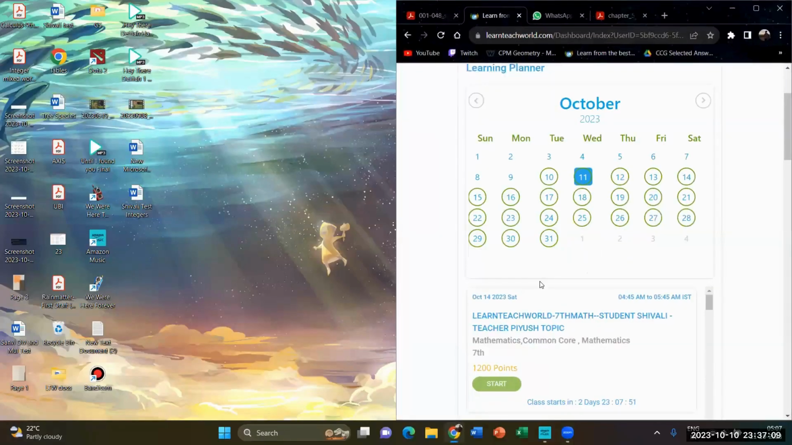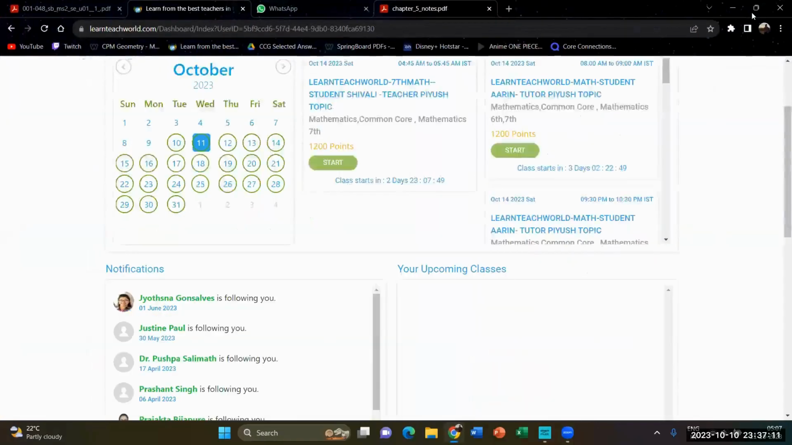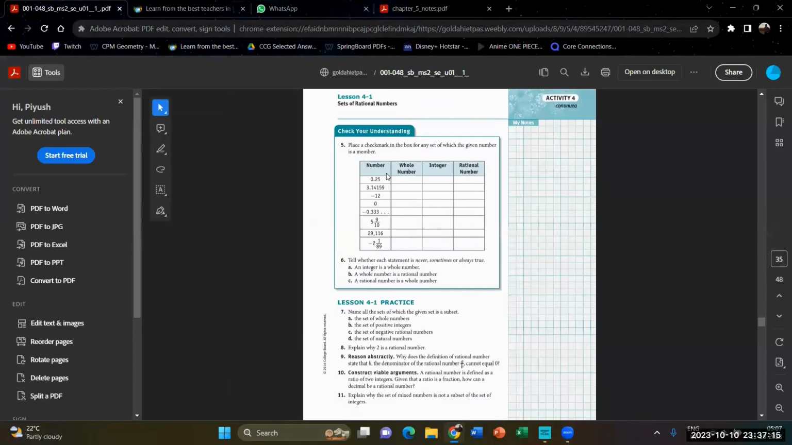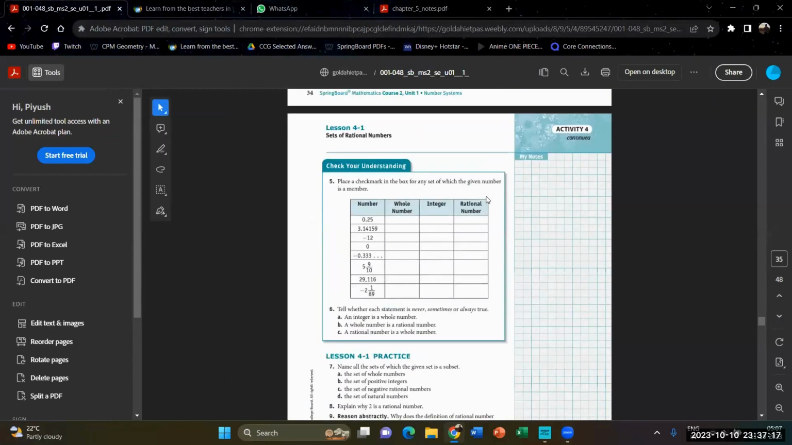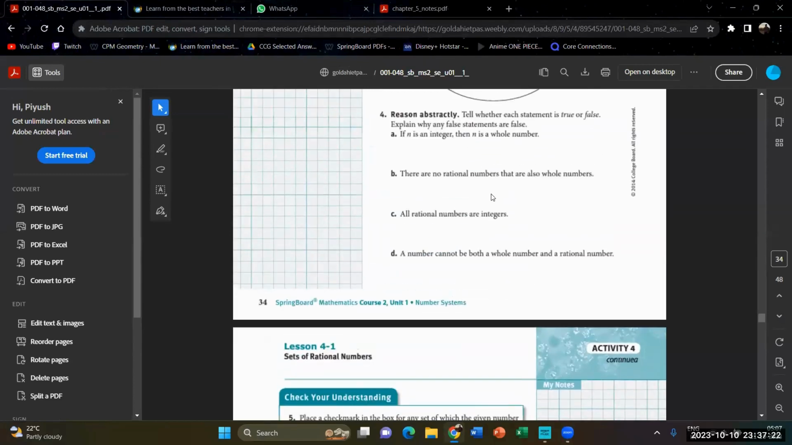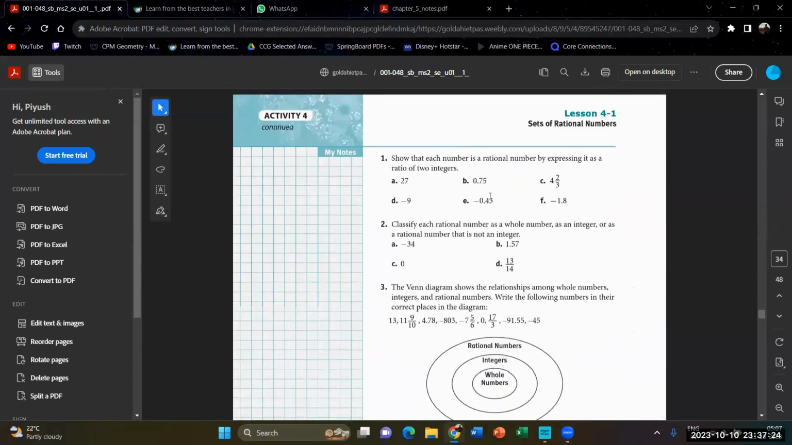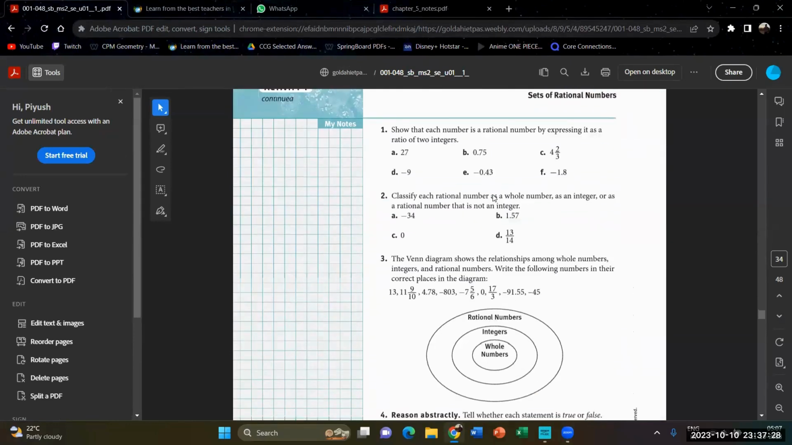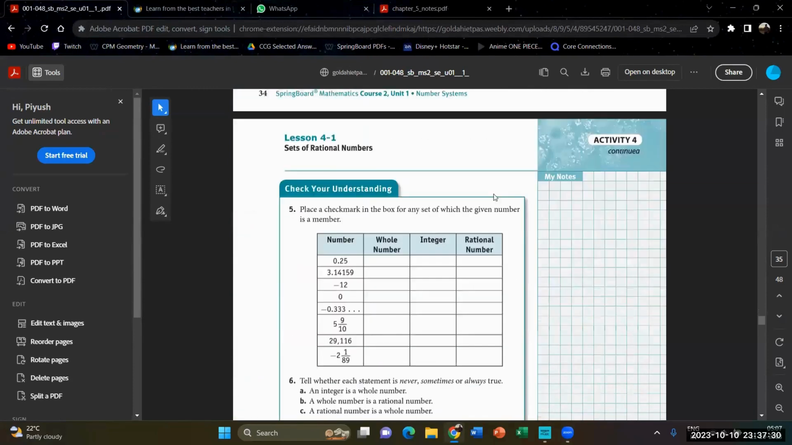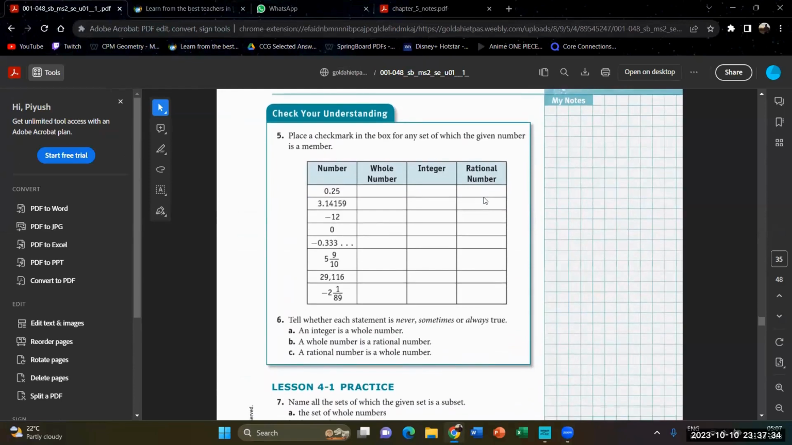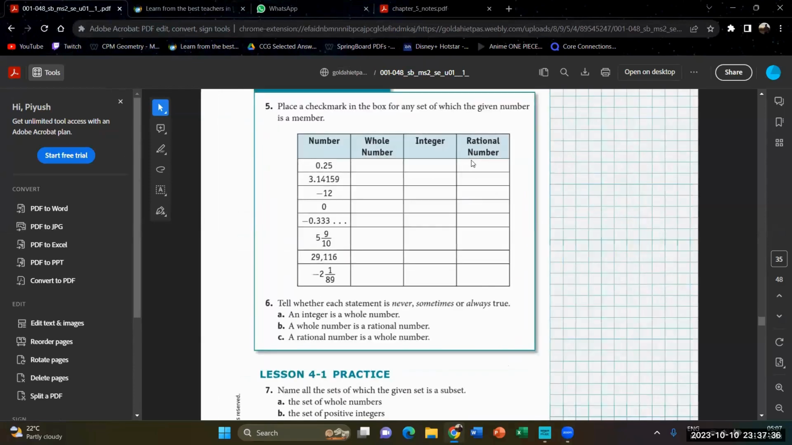Can you see my screen? Okay, can you see my screen? Yeah. Okay, now what we are going to do is we are going to try. Before that, I'll show you something.